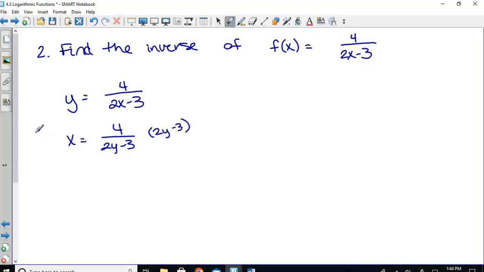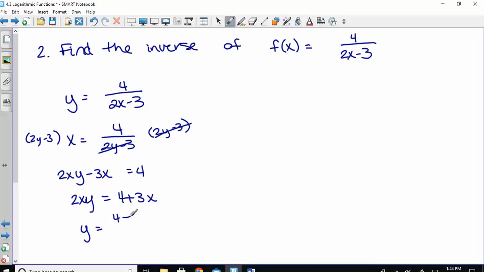So you multiply over your 2y minus 3. I'm trying to solve for y, so I'll add over this 3x. And then we could divide by 2x. Final step, instead of y, we just put it back in function notation. So f inverse is 4 plus 3x over 2x.